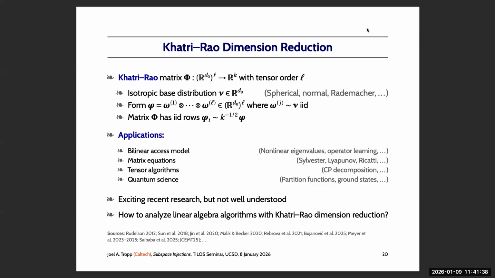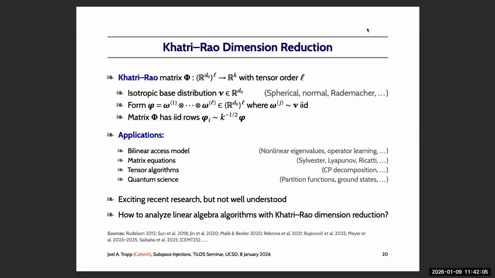So we're going to be interested in an ambient dimensional space that's d naught to the L power, which is huge. And we'd like to reduce these exponentially large vectors to vectors of length k, where you should think about k as being 100 or 1,000 or something like that. So one way that we can do this is using what's called a Khatri-Rao matrix. And that's a dimension reduction map where each row is a tensor product.